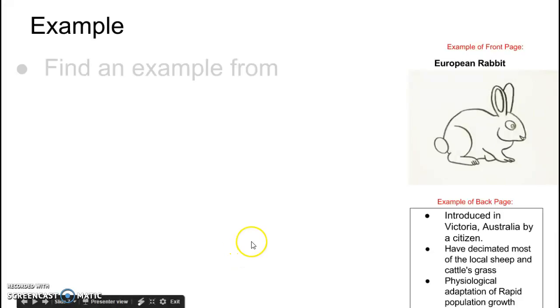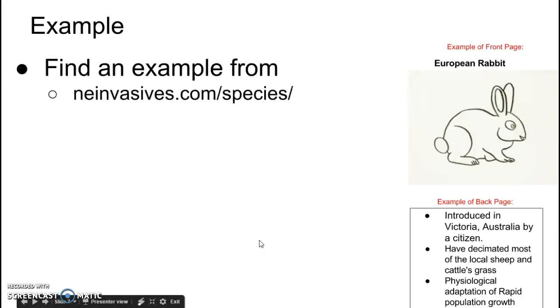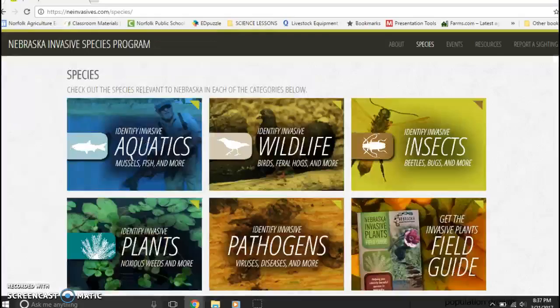Your goal today is going to be to find an example from NebraskaInvasives.com/species, and it will lead into a website that looks like this, and it has a whole slew of them. If that website happens to not work for you, you can just Google search Nebraska Invasive Species Program, and up will pop this website.